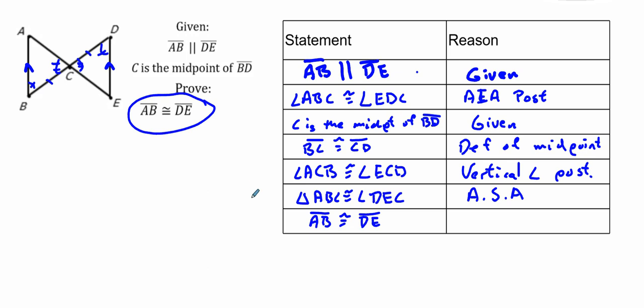Now that we have first established that these triangles are congruent, we can now say that the corresponding parts, which are AB and DE, are also congruent. Meaning we've proven what we want, and how do we back that up? CPCTC.